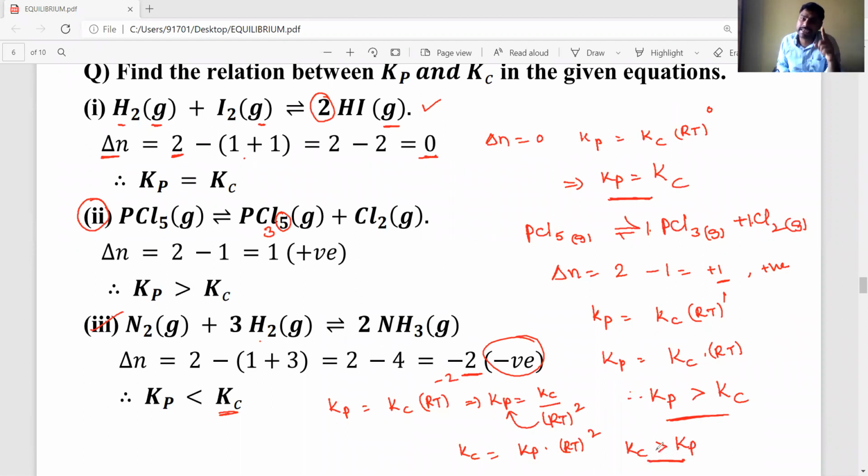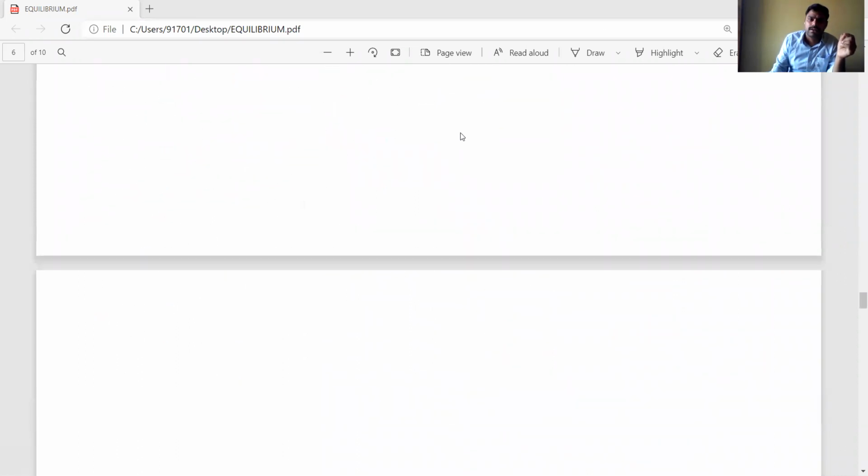When delta n is negative, Kc value is more. When delta n is positive, Kp value is more. When delta n is equal to 0, both Kc and Kp are equal. These are the main important relations between Kp and Kc. The Kp Kc relation is Kp is equal to Kc into RT whole to the power of delta n. Okay, students? Yes. Listen carefully next.